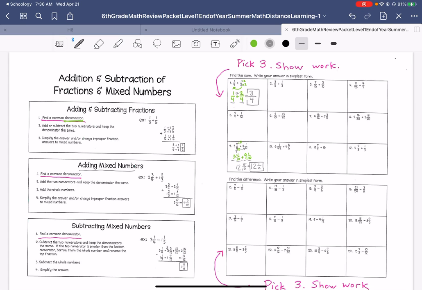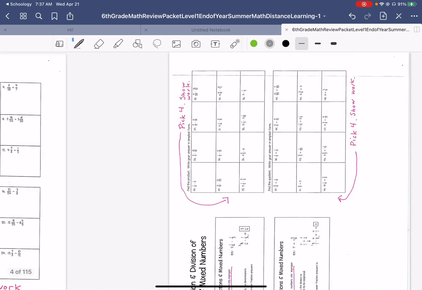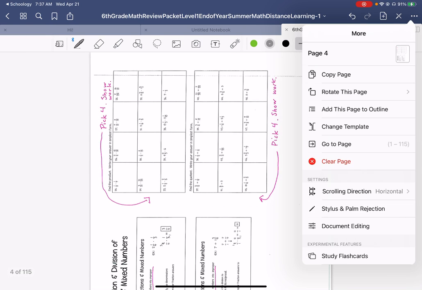So find 3 on the bottom and top. If you get stuck, maybe with the mixed number, we can go over that tomorrow in class or Power Block or Team Time or on the Google Meet. Next page, let me rotate it.